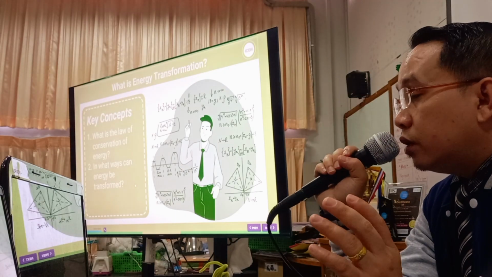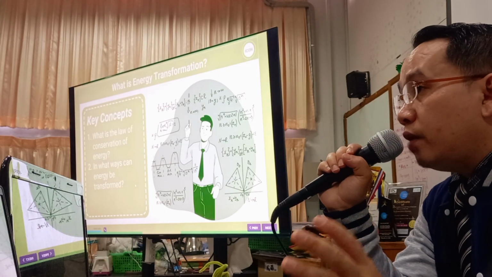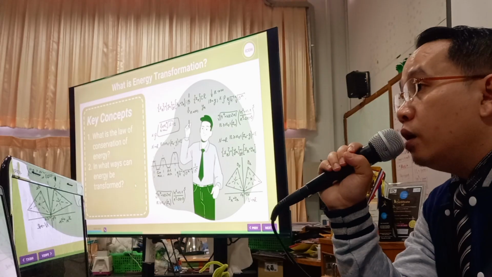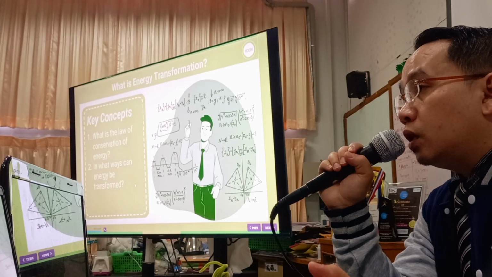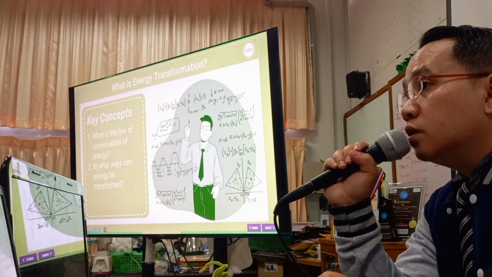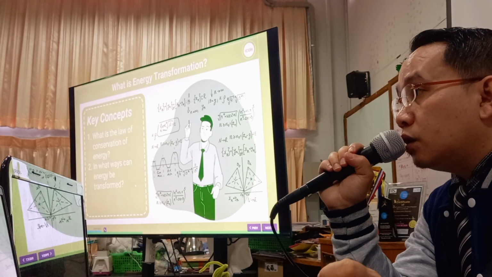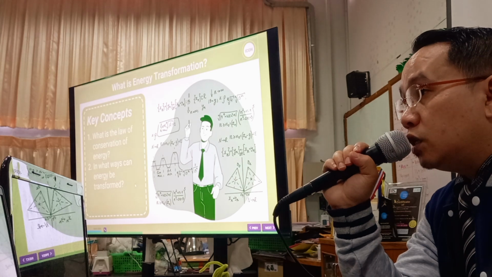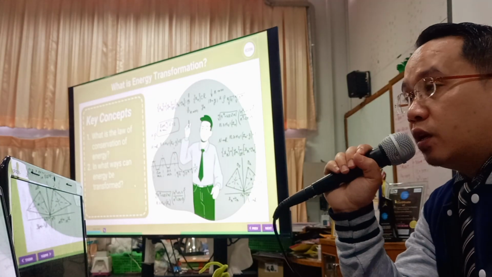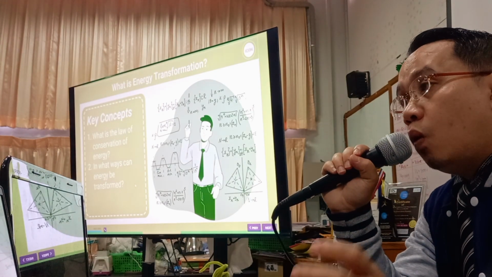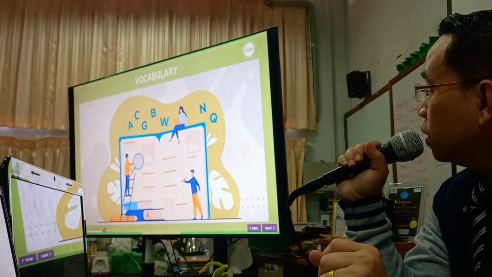Transformation of energy not only happens in your daily experiences, but also in our natural surroundings: changing of objects in different positions and directions from one place to another, not only in living organisms like humans and animals. So what is the law of conservation of energy? And in what ways can energy be transformed? Now, let's move forward.